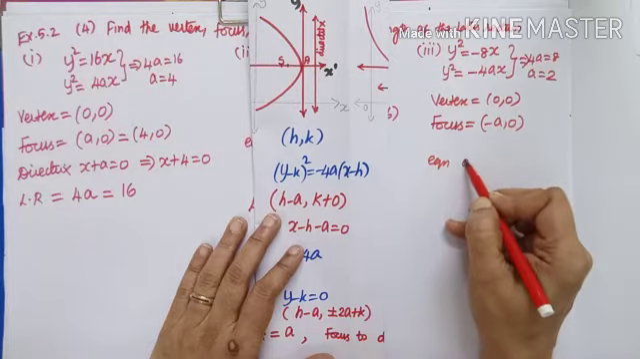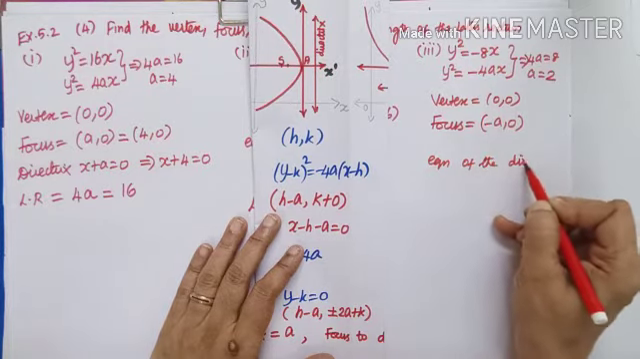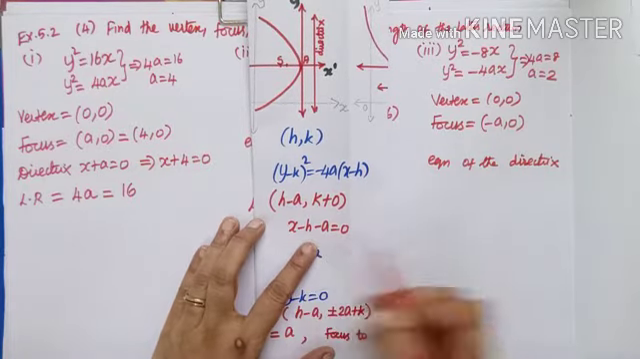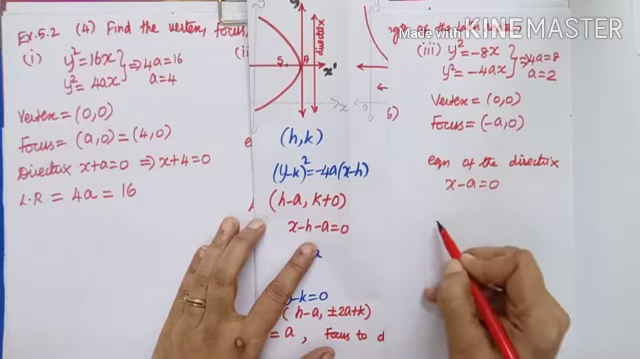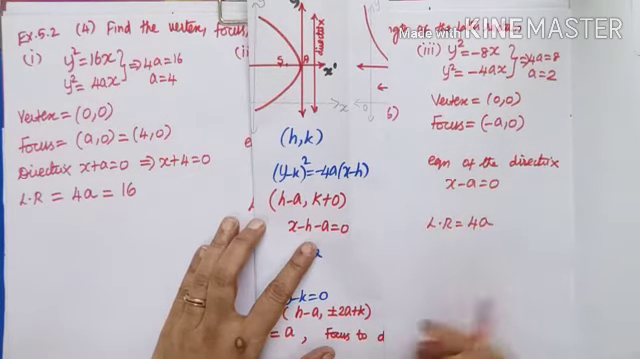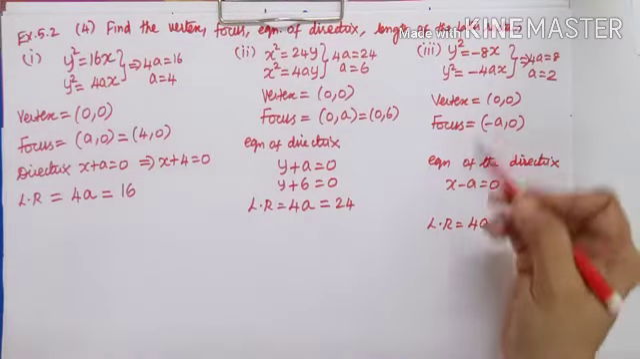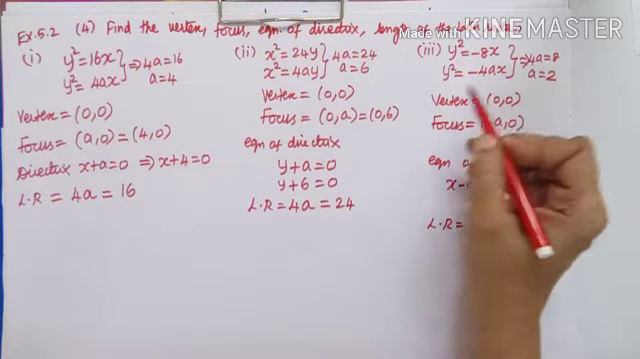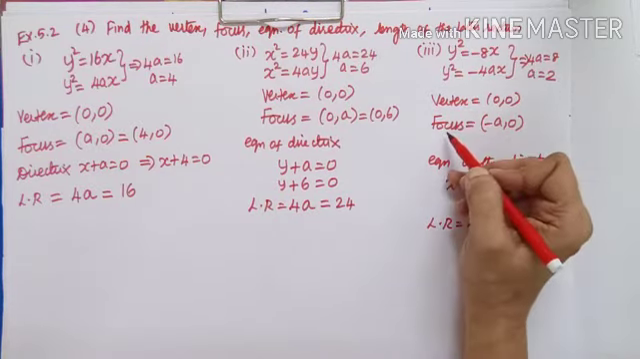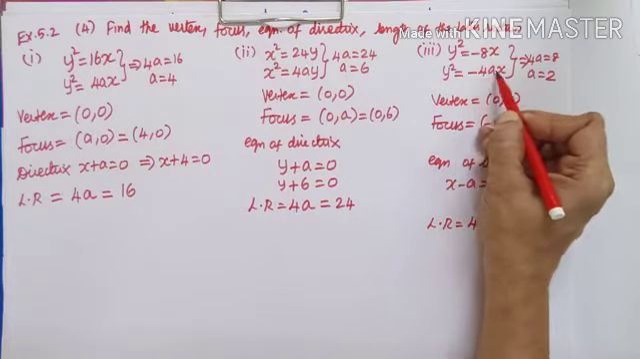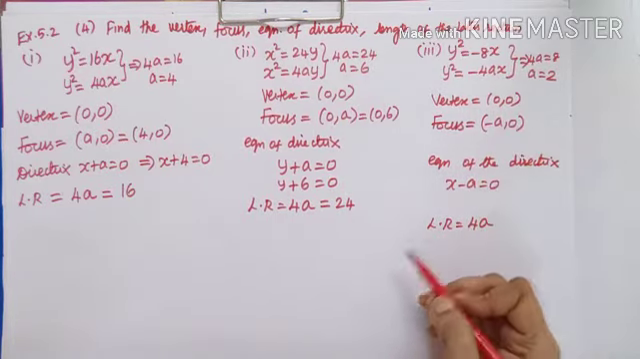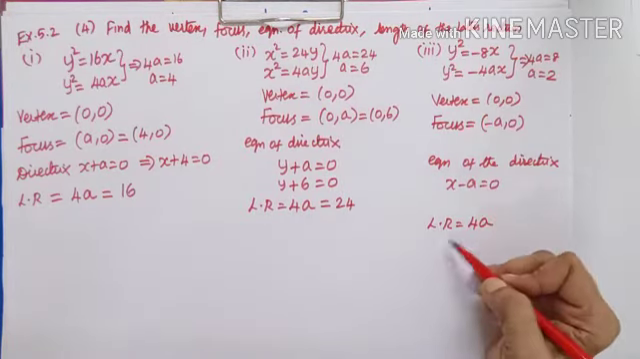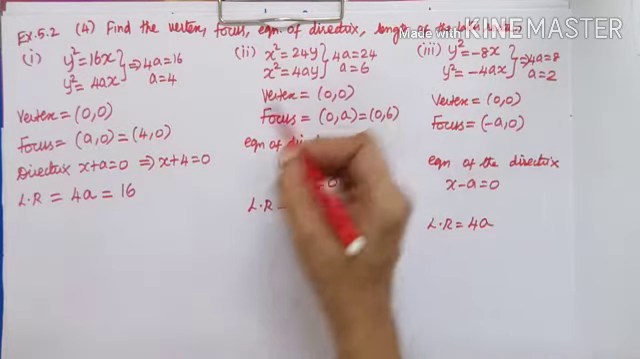And the equation of the directrix. The formula goes as x minus h minus a. h is 0. So x minus a equal to 0. And latus rectum length is 4a. Now how to remember it from this equation? Vertex. No y minus, x minus. So vertex is 0 comma 0. Focus. x value will be minus a, y value 0. Directrix, x minus a equal to 0. Latus rectum, of course in all the cases we put 4a.